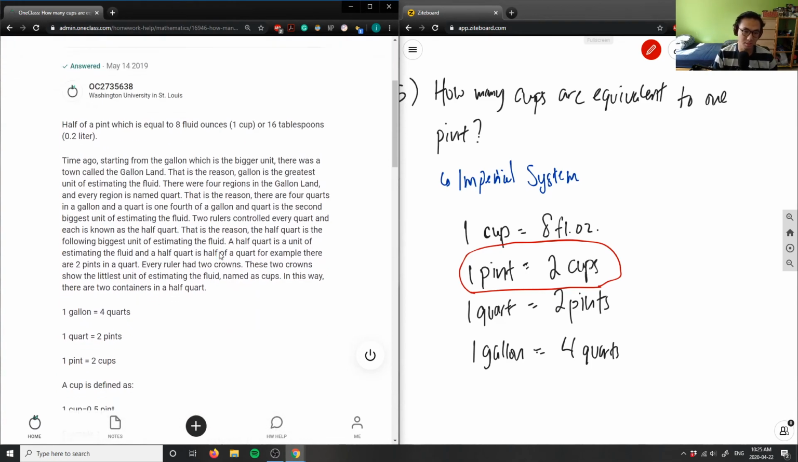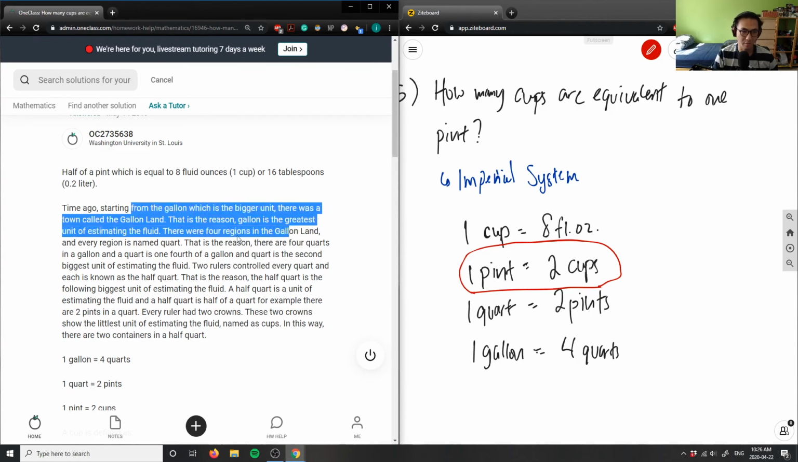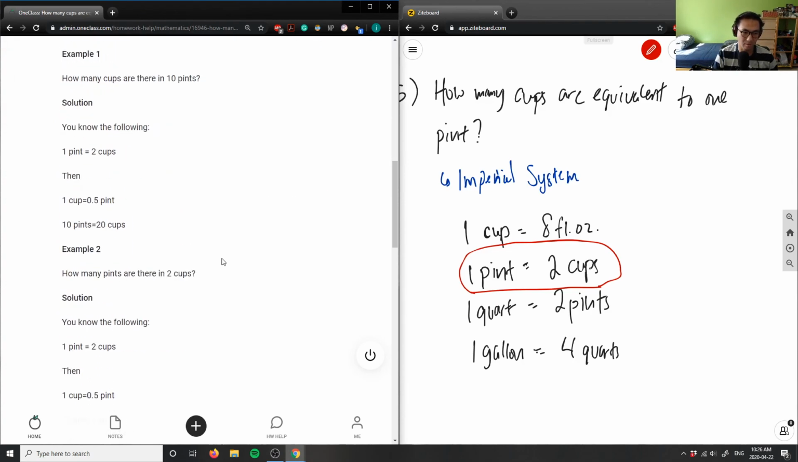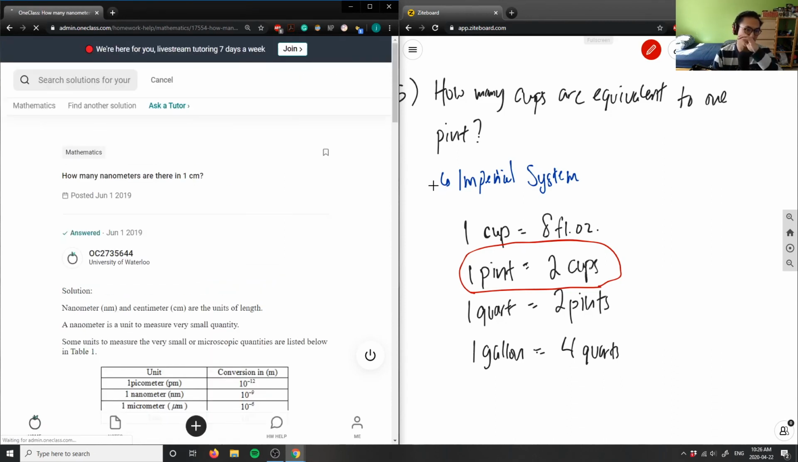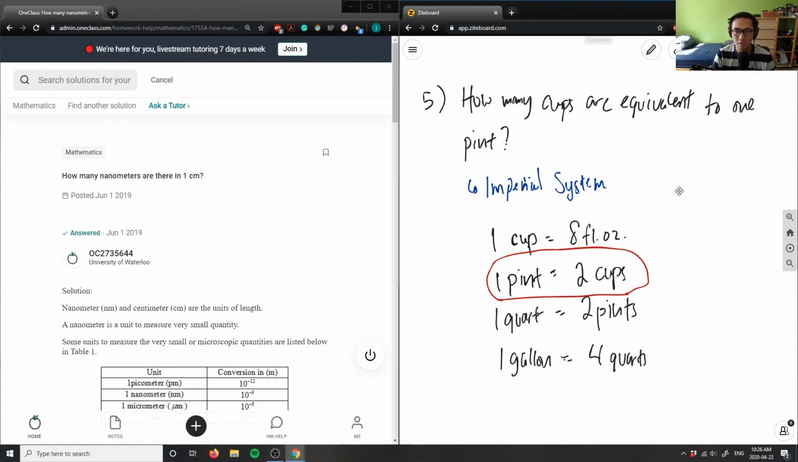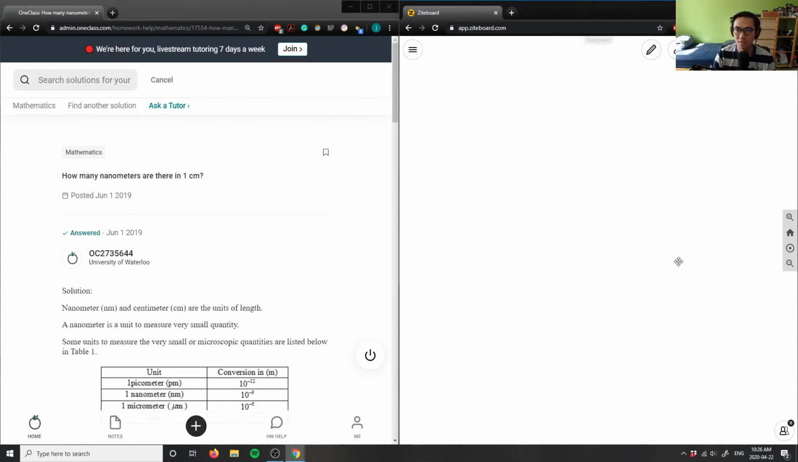So it's kind of a big text here. I don't know what the story is, starting from a gallon, which is bigger. There was a town called Gallonland. I don't know about the story, but you can say good solution, but didn't say clearly 1 pint equals 2 cups is your solution. So I'm going to say the solution here is correct, but it wasn't very clear as to where it was in the question.